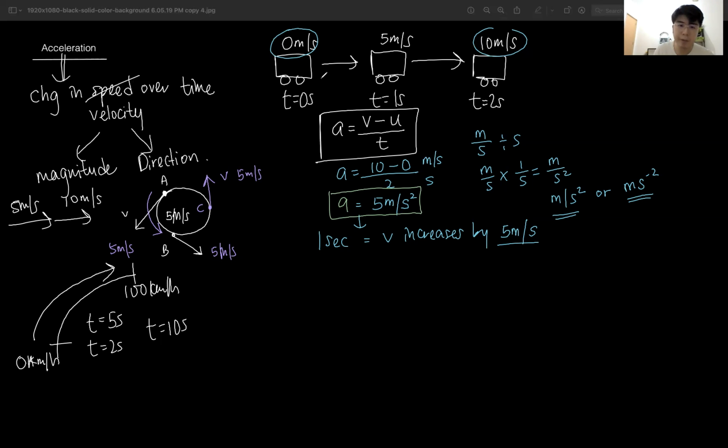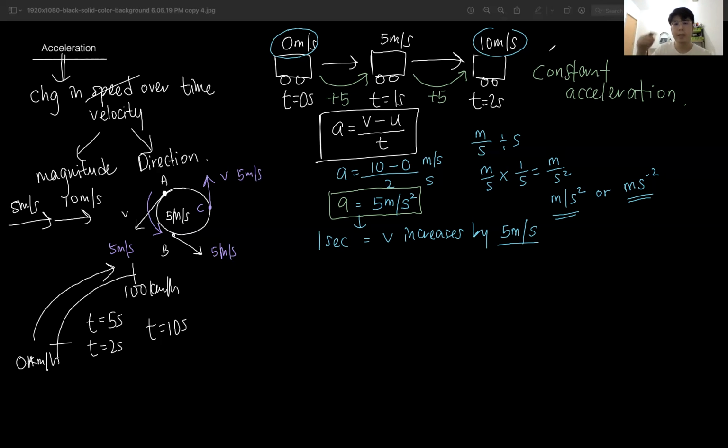And you can see from the diagram, 1 second plus 5. The next second plus 5. So it's always plus 5, plus 5, plus 5. Its change, that plus 5, is always the same. What do we call this? If its change is always the same, we call it constant acceleration.